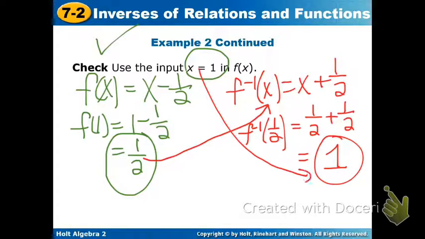So that's how you check it. So you know that you have the correct inverse. Because the output that we got from the original function, we put into the inverse, and it undid it and gave us back that 1. Okay, so that's how the inverses work. Questions on that one? Okay, let's do another one. Take this off. We good?